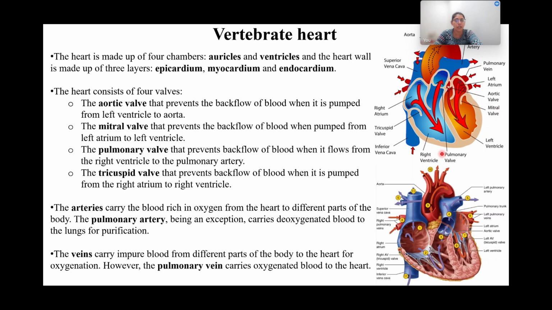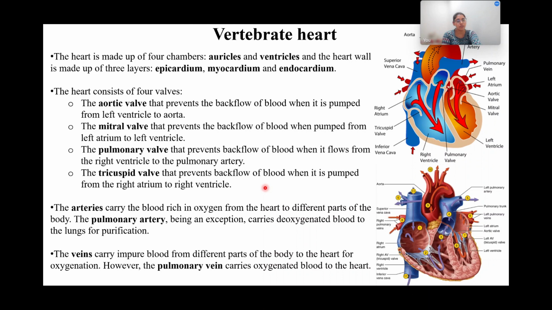Next, as we have already discussed, the arteries carry the blood which is rich in oxygen, the exception being the pulmonary artery, which carries the deoxygenated blood to the lungs, while the veins carry the impure blood to the heart for oxygenation, the exception being the pulmonary vein, which actually carries the oxygenated blood to the heart. So moving on, we have these nodes which actually maintain the heartbeat.